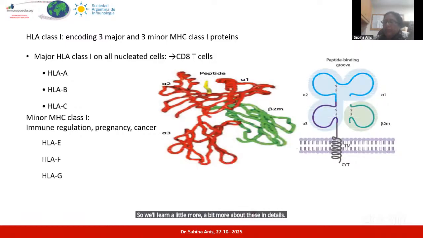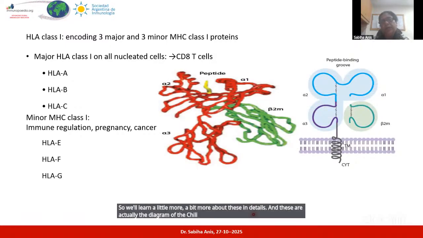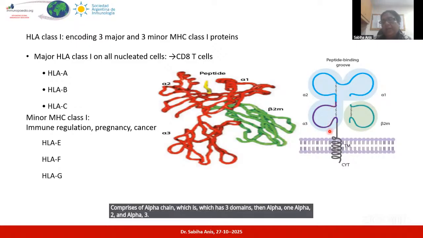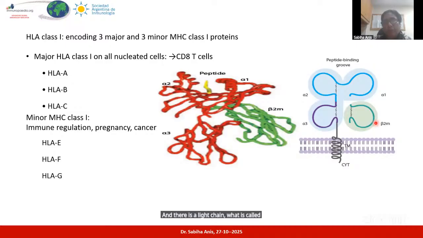And this is the diagram of the HLA class 1 molecules. As you can see here, this is the crystalloid form, and this is the schematic diagram of these HLA class 1 molecules. HLA class 1 molecules comprise an alpha chain, which has 3 domains, alpha 1, alpha 2, and alpha 3, and a light chain called beta-2 microglobulin. If you look at the crystalloid form, these are in the form of beta-pleated sheets.